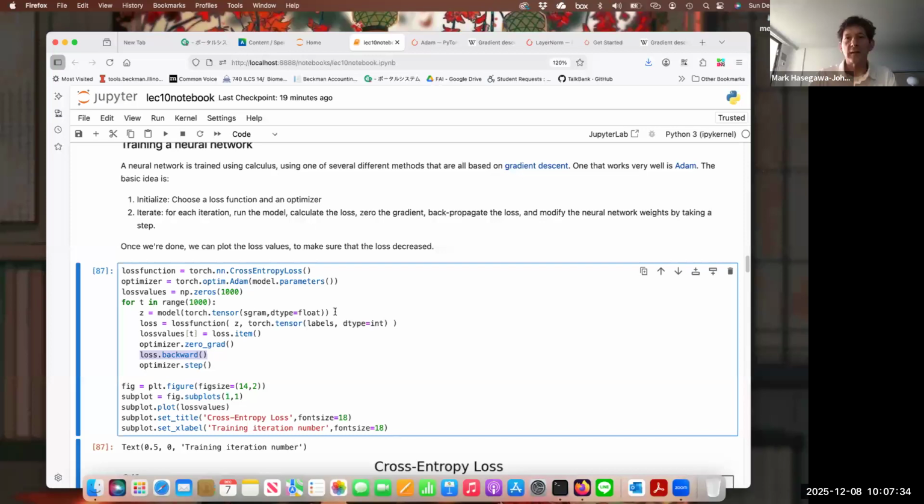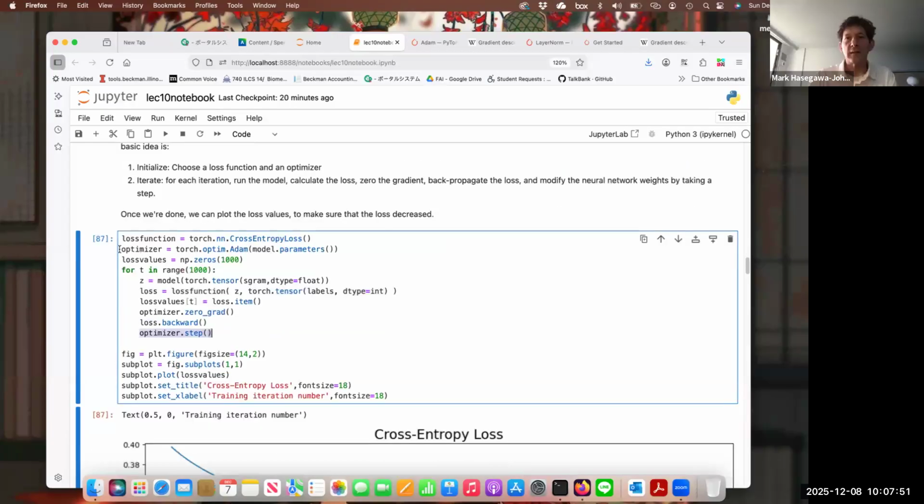So first of all, we find the model outputs. We compare the model outputs to what they should have been. Then we find the direction in which the model parameters should be adjusted, and then we take a step in that direction. So here's complete training. We've defined the loss function, we've defined an optimizer, and then for every iteration, we find the model outputs, we find the difference between the model outputs and what they should have been, we zero out the gradient and then compute the gradient, which gives the direction in which the model parameters should be adjusted, and then we take a step in that direction.